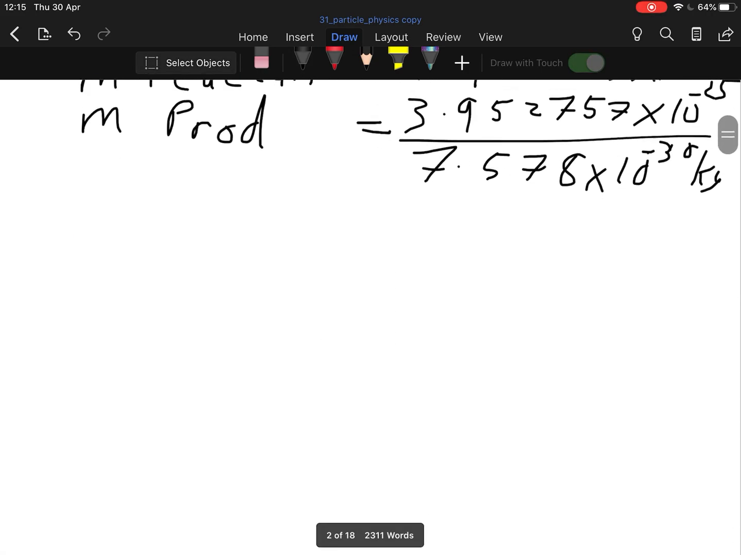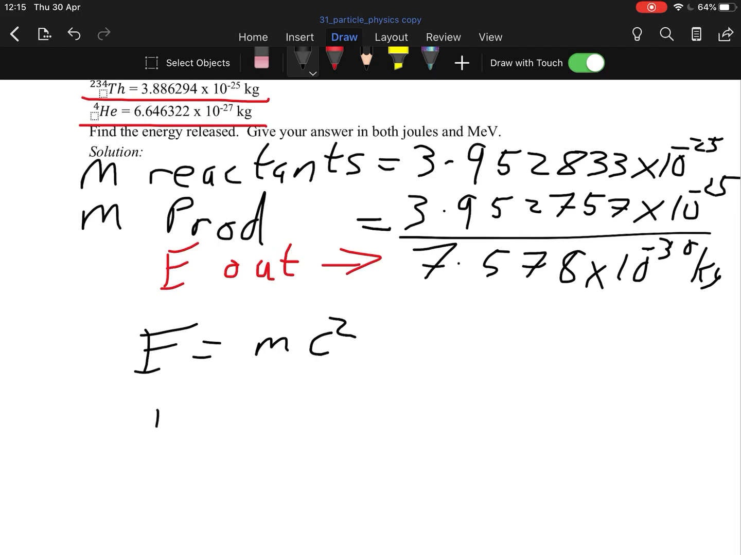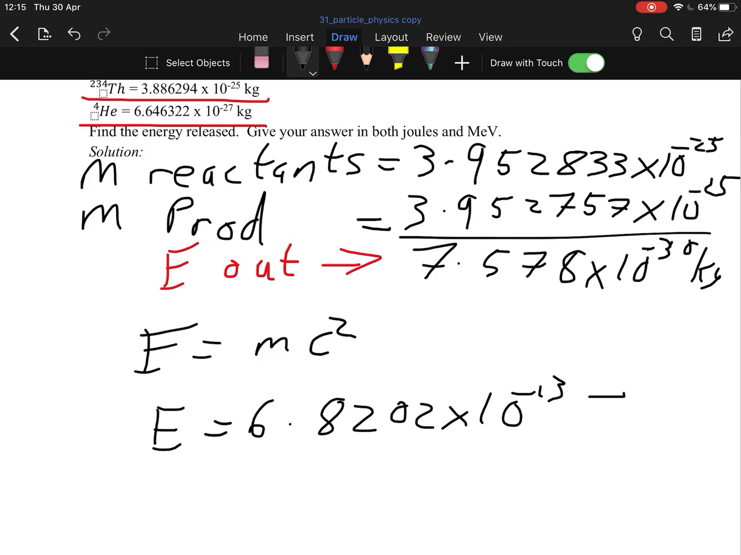So again, we fire that into our equation. Now obviously it's a positive number. So a positive number means energy out because we lost mass. That doesn't really matter, but it's nice to know. E equals simply mc squared, c being the speed of light, 3 by 10 to the 8, to be squared. Put those in and we should end up with 6.8202 by 10 to the minus 13 joules.